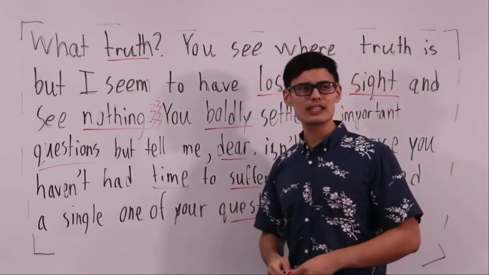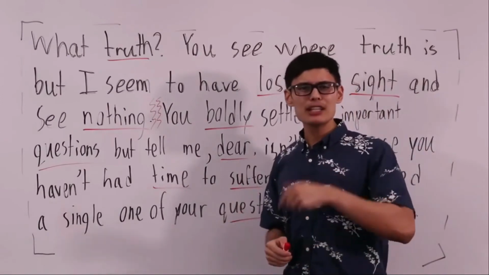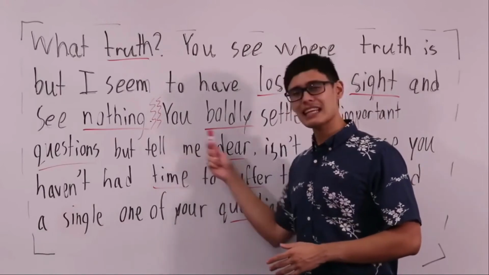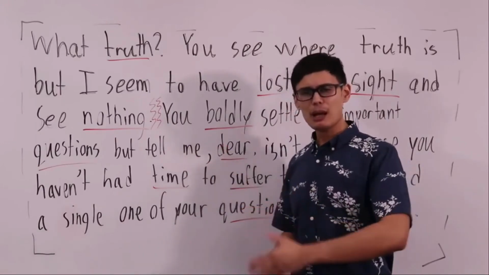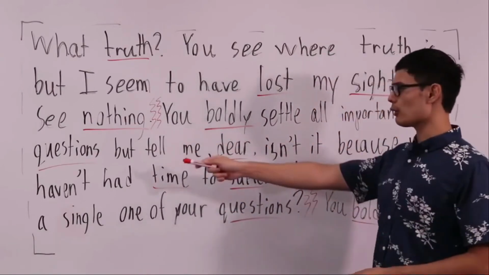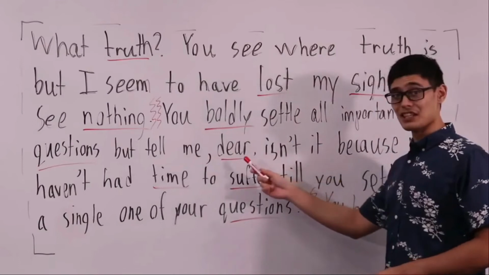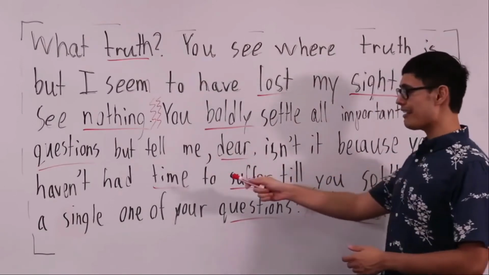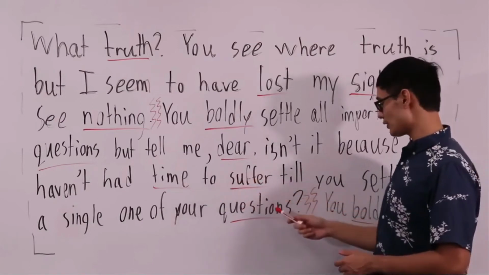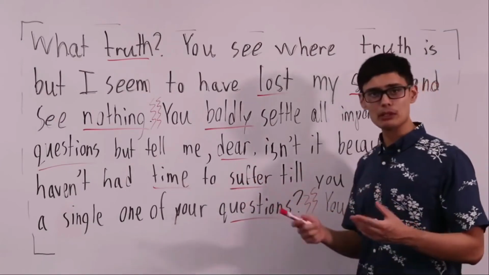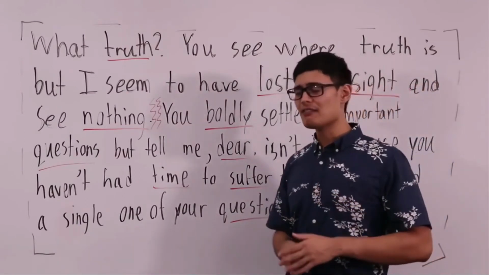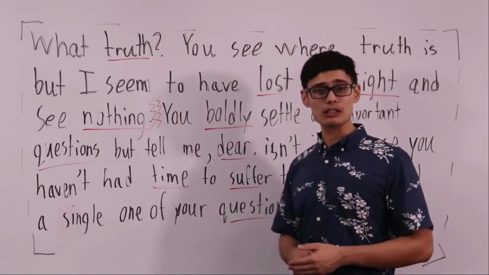So maybe she's frustrated. She's trying to point a jab at him a little bit because he thinks he knows it all. But then this next part seems more aggressive, more angry. It says, "You boldly settle all important questions. But tell me, dear, isn't it because you haven't had time to suffer till you settled a single one of your questions?" Important question. She's trying to really get to know what he thinks. If anything, she's trying to back him into a corner.